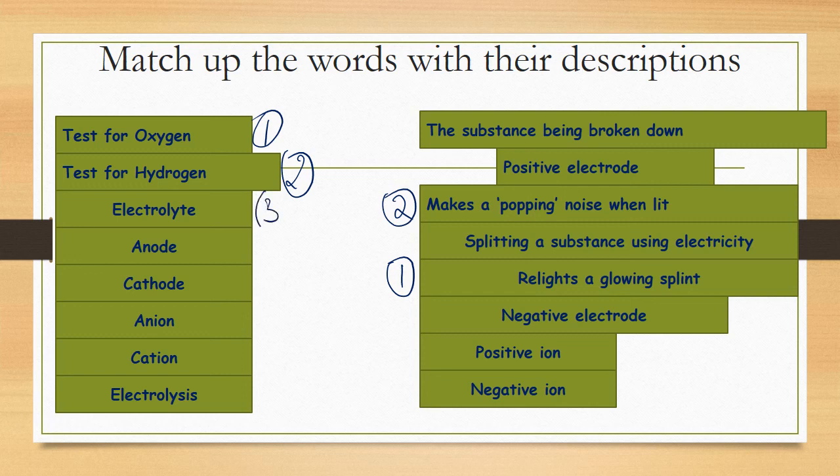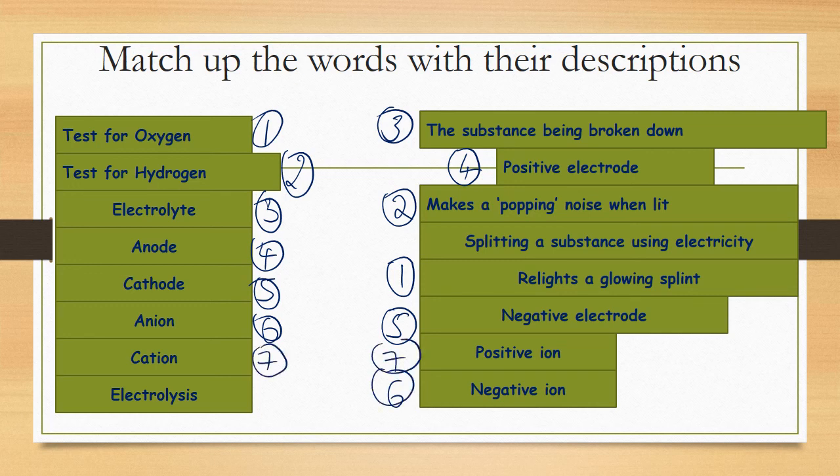An electrolyte is a substance that can be broken down. The anode is the positive electrode because it attracts the anions. The cathode will therefore be the negative electrode. The anion is a negative ion. The cation is a positive ion, and electrolysis is splitting up a substance using electricity. So hopefully you got 100% for that.